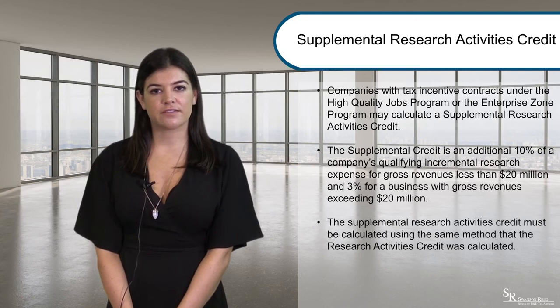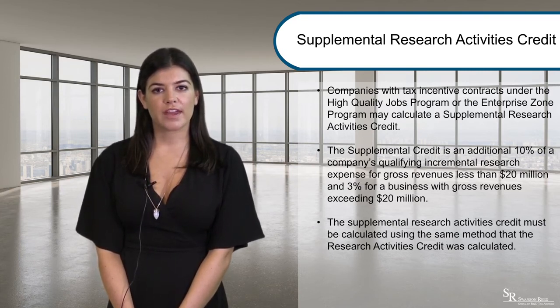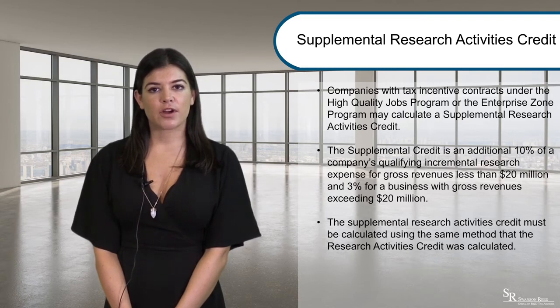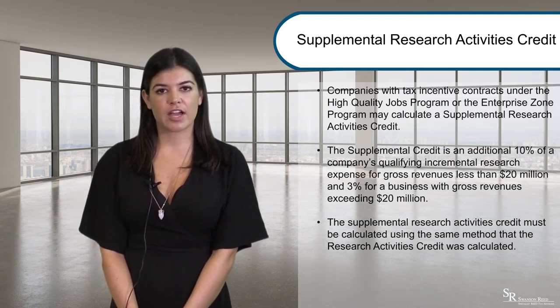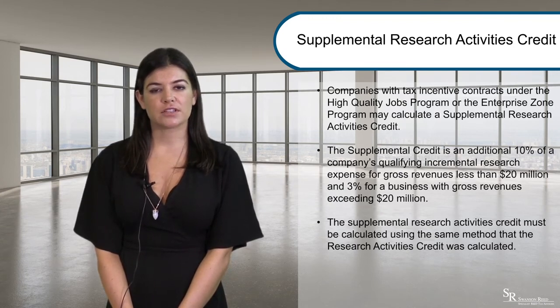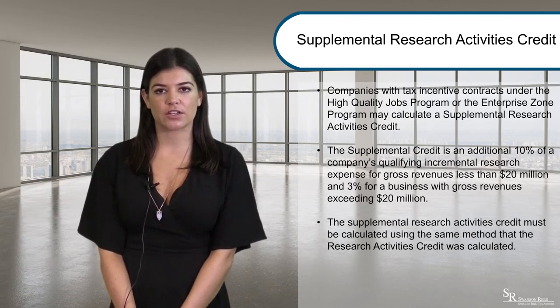Companies with tax incentive contracts under the High Quality Jobs Program or the Enterprise Zone Program may calculate a supplemental research activities credit. The supplemental credit is an additional 10% of a company's qualifying incremental research expense for gross revenues less than $20 million and 3% for a business with gross revenues exceeding $20 million.